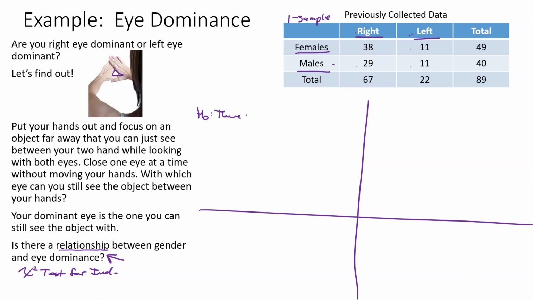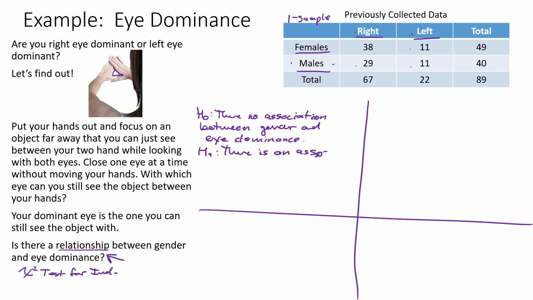H0: there is no association between our two variables, gender and eye dominance. And Ha means there's an association: there is an association between gender and eye dominance.